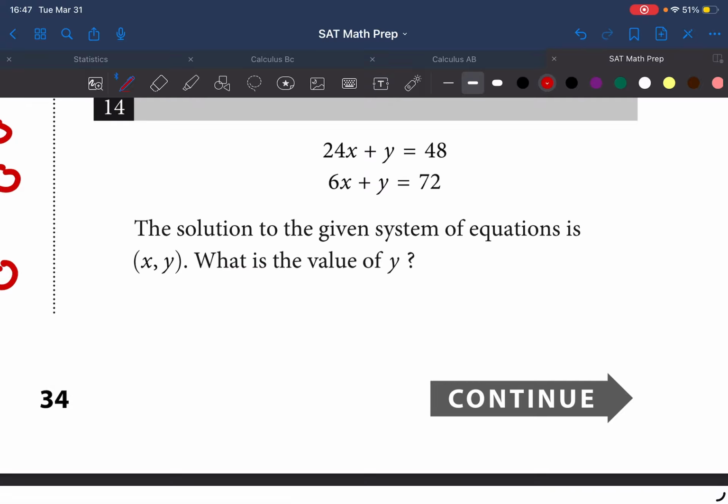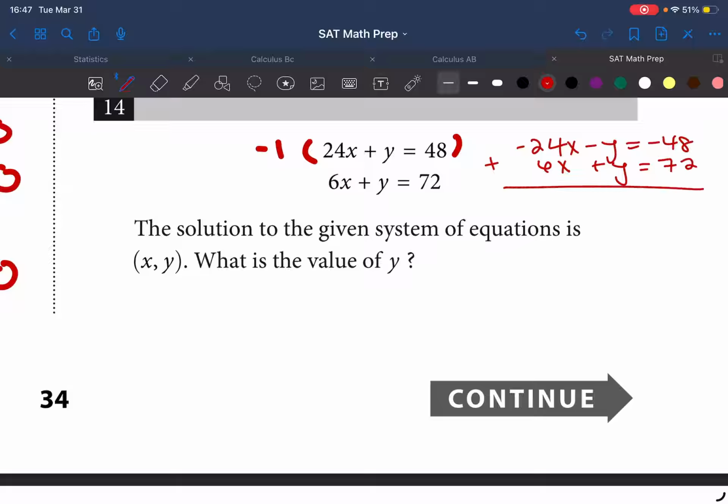The easiest thing to do, because if we look at these equations, notice how we have y both the same, which means as long as we make one of these equations negative, we could add them down and end up canceling out the y. So I'm going to go ahead and multiply this by -1. So I have negative 24x minus y is equal to negative 48. And then I'm going to rewrite my next one. And then I'm adding them down.